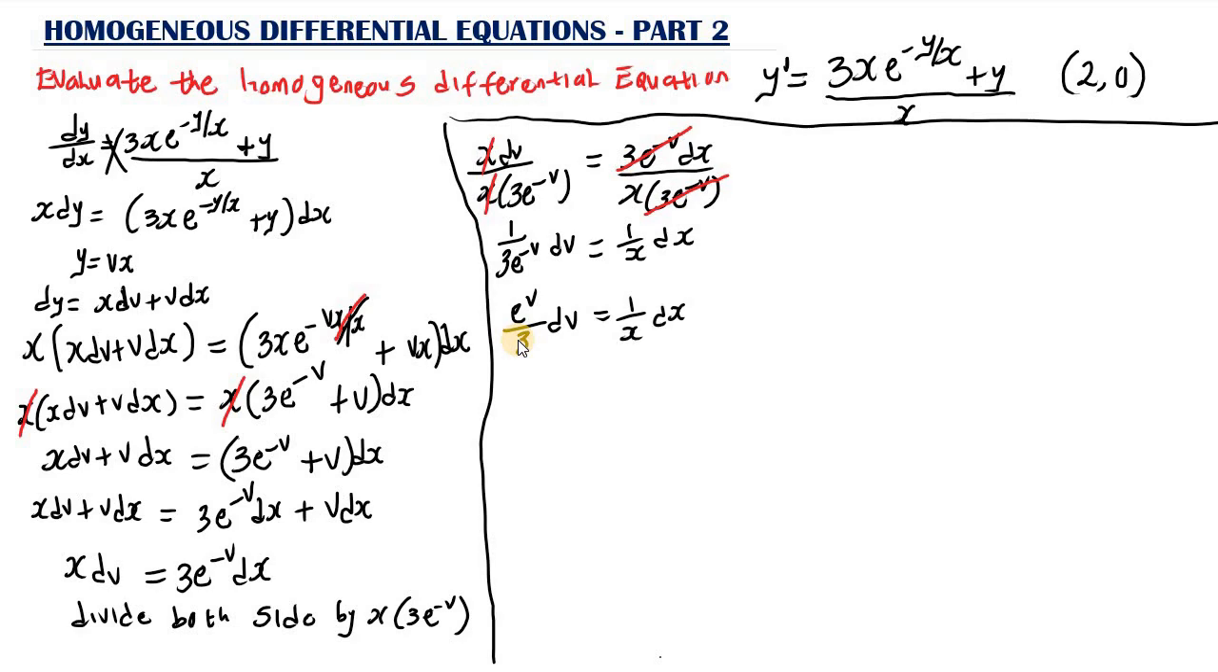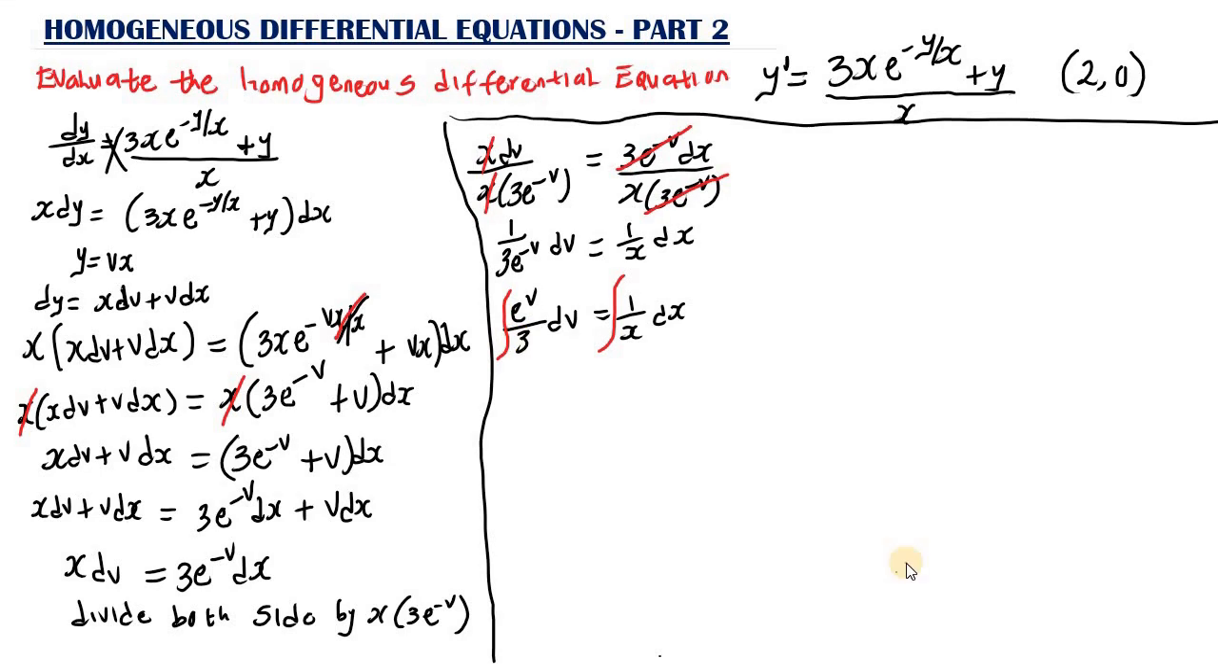Now the next step we are going to take is to integrate both sides. So we are going to take the integral on the left, and we are also going to take the integral on the right. Now, because we have a constant in the denominator, we are going to take this constant outside the integral. So this is going to be 1 over 3. Then we need to take the integral of e raised to the power of v.